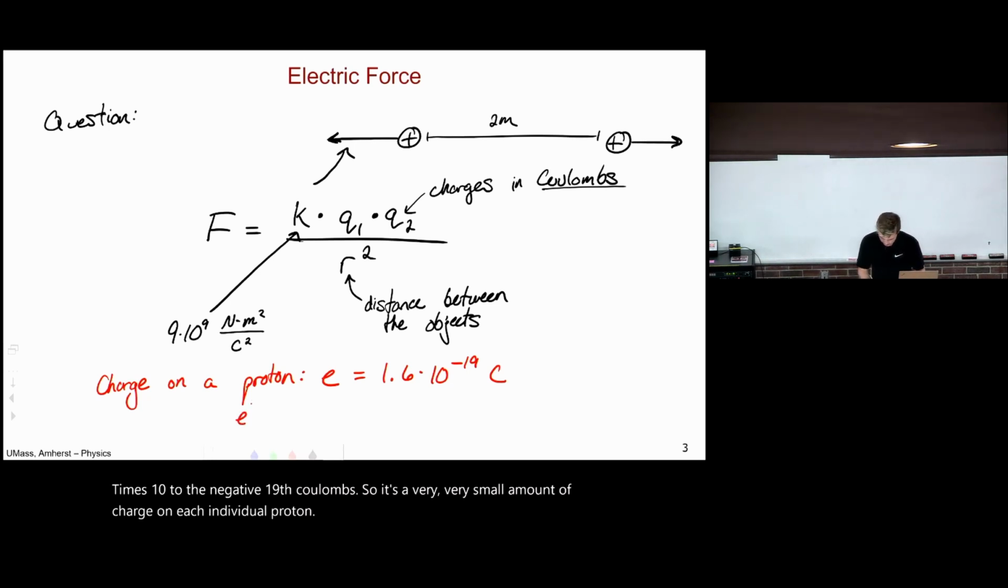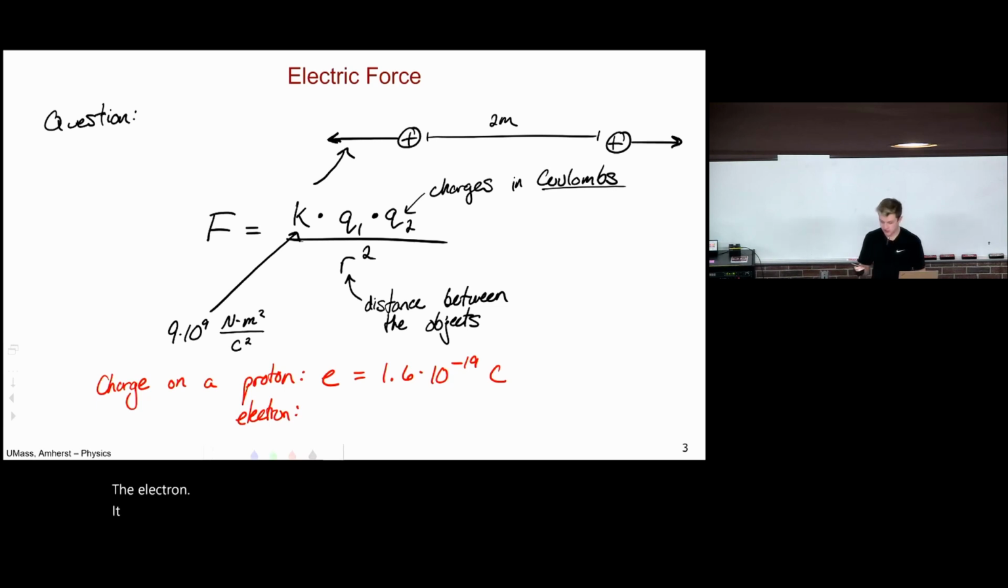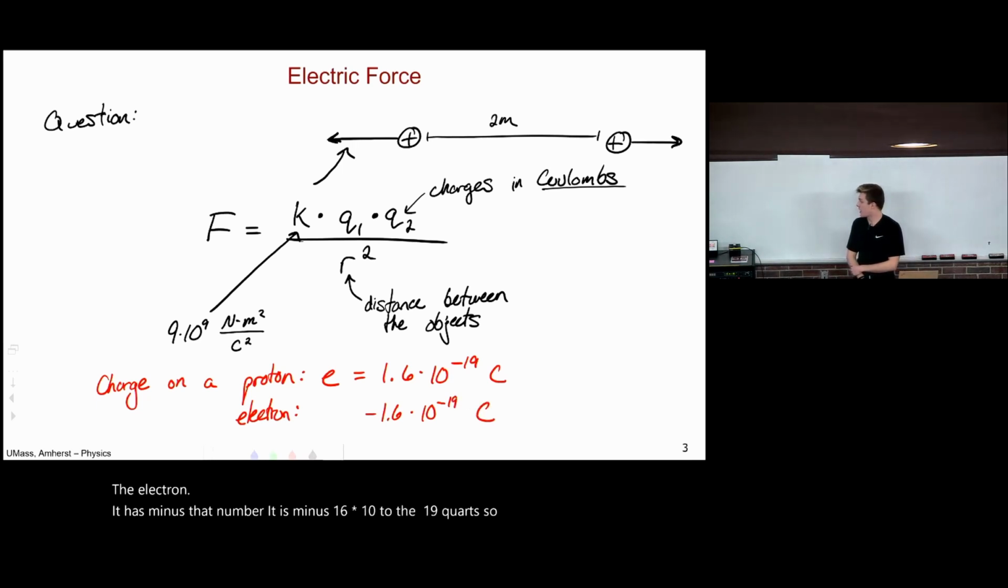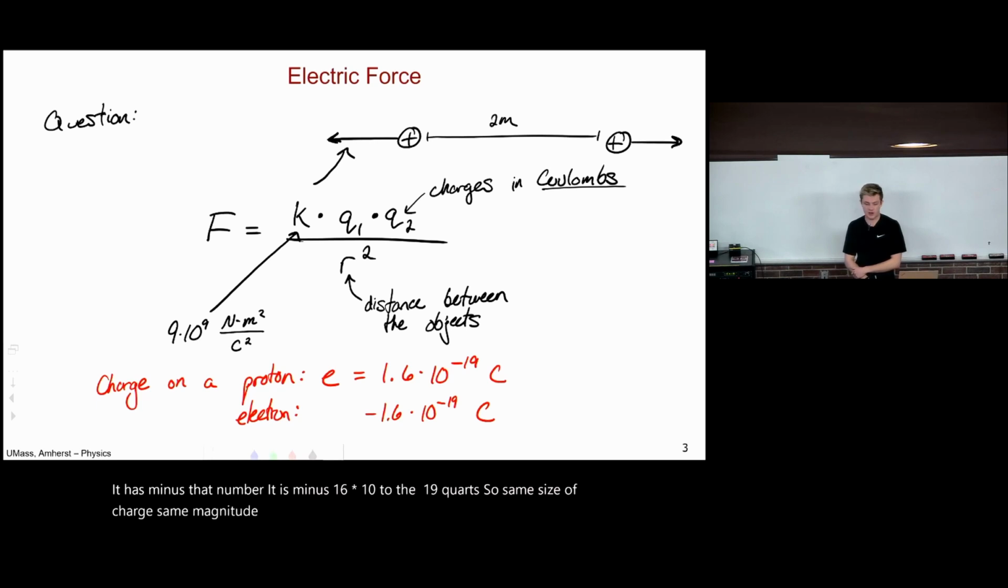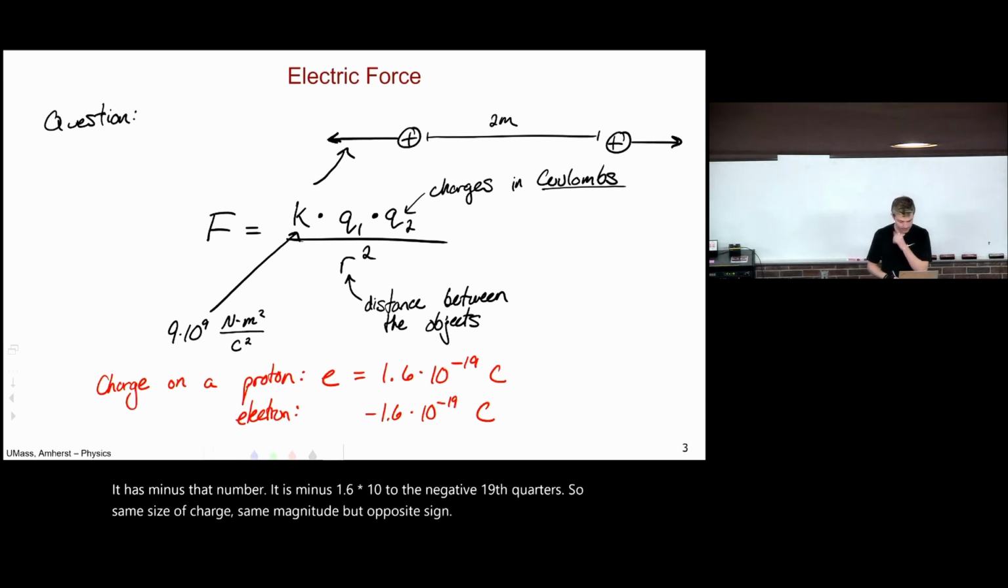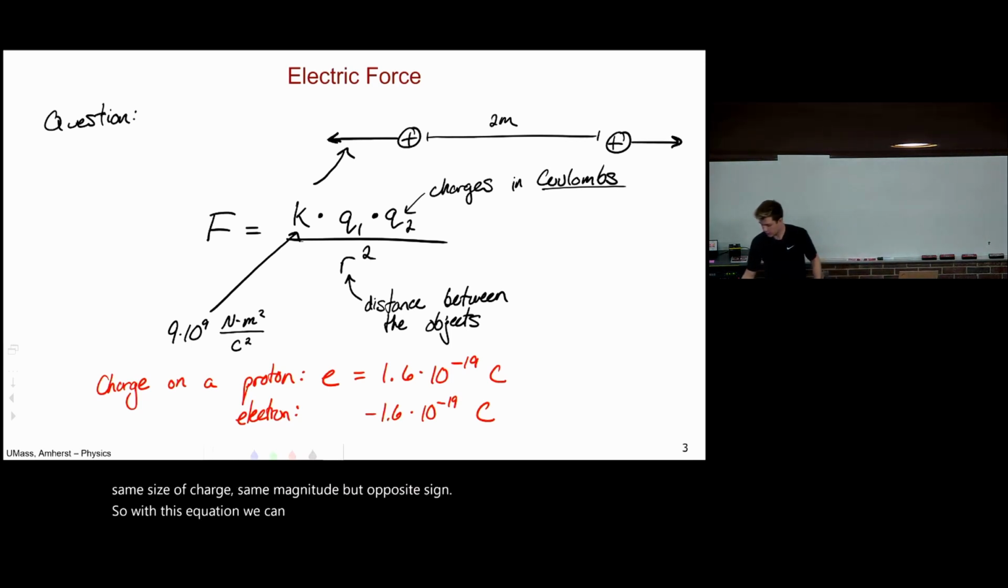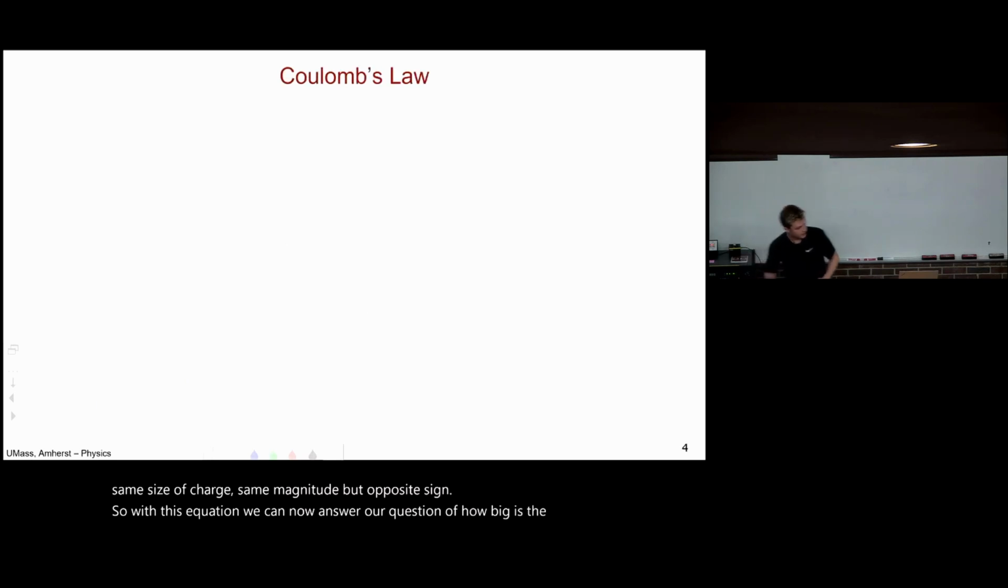The electron, it has minus that number. It is minus 1.6 times 10 to the negative 19th coulombs. So same size of charge, same magnitude, but opposite sign. So with this equation, we can now answer a question of how big is the push.